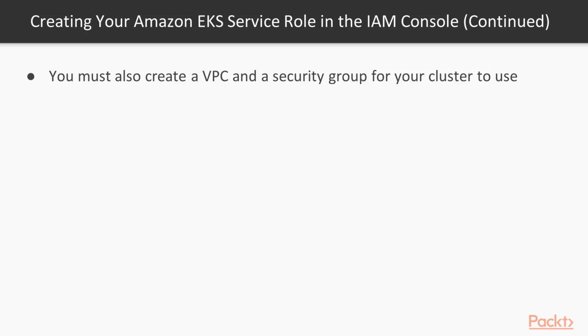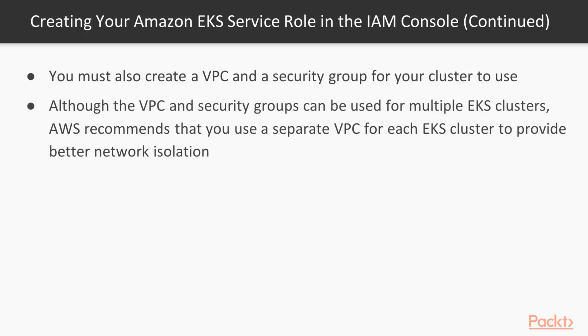You must also create a VPC and a security group for your cluster to use. Although the VPC and security groups can be used for multiple EKS clusters, AWS recommends that you use a separate VPC for each EKS cluster to provide better network isolation.